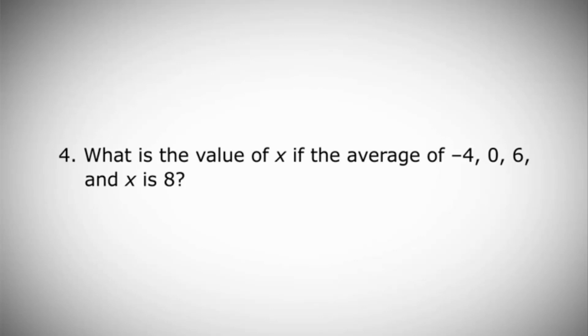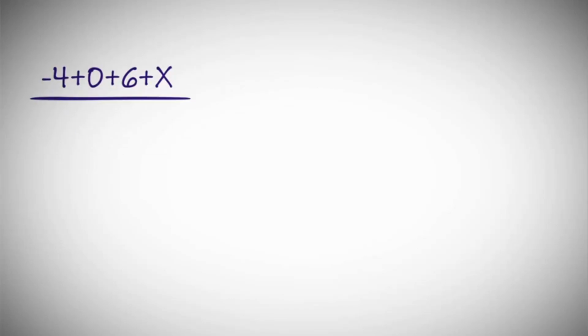The next example that we're going to take a look at is number 4. The question says, what is the value of x if the average of -4, 0, 6, and x is 8? Notice that in this list, we have a negative number. Test questions may ask you to find the average of a set of numbers that contain negative numbers. Again, we're going to apply the average formula. So take the sum of each one of those values, -4 plus 0 plus 6 plus x, and then divide it by the number of values, divided by 4.